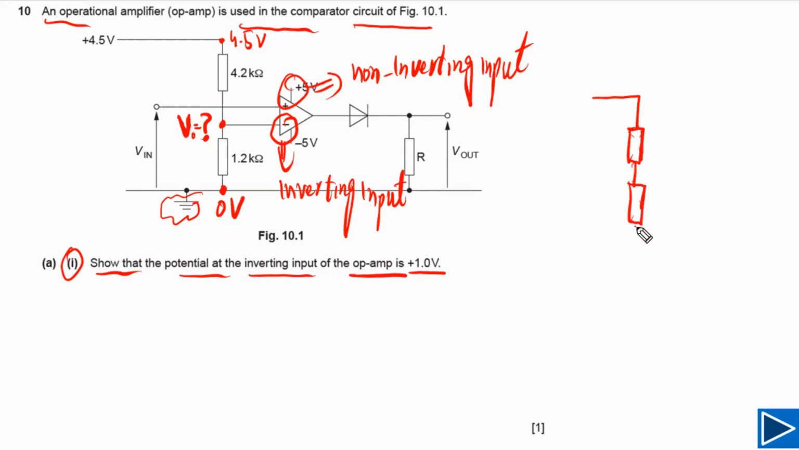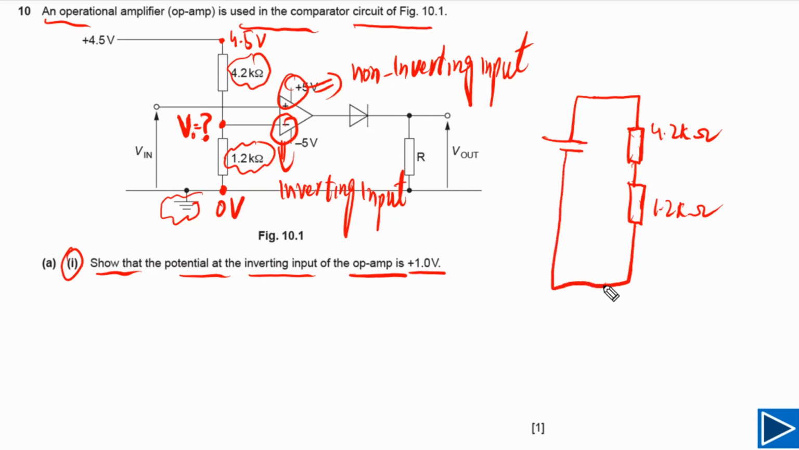Now as you can see here, there are two resistors. One resistor is here, this resistor is 4.2 kilo ohms and this resistor is 1.2 kilo ohms, as you can see here. Now we can also imagine that there is one power supply connected here. So this is our power supply, this is 4.5 volts. The EMF of this power supply is 4.5 volts.